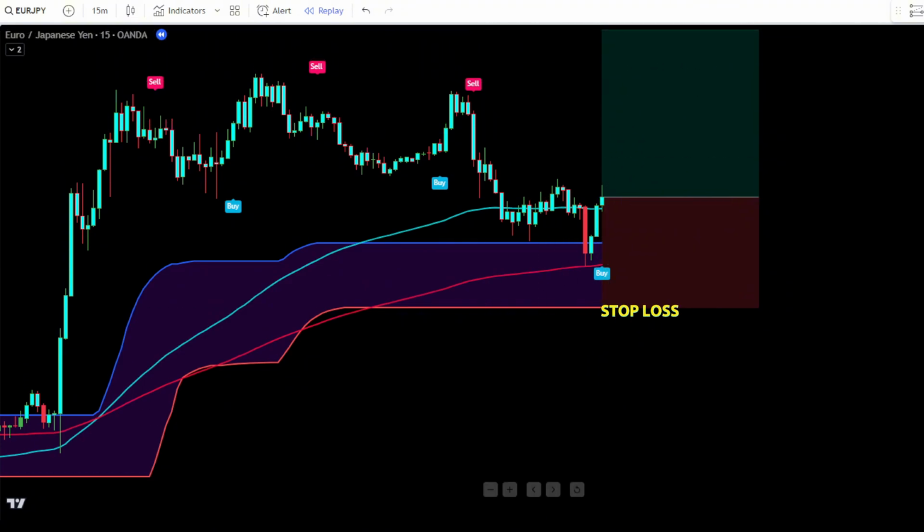Set your stop loss at the lowest optimized trend tracker line. Use a take profit target with a risk to reward ratio of 1 to 1.5.